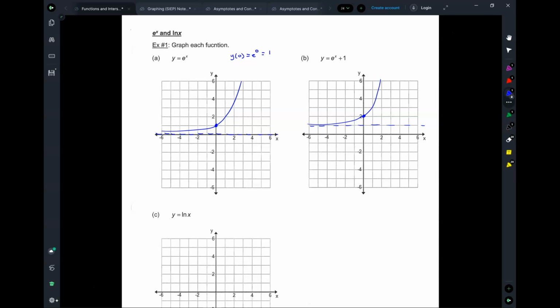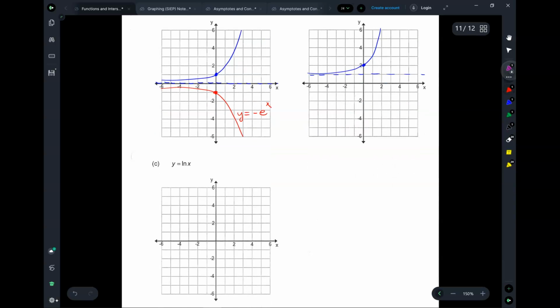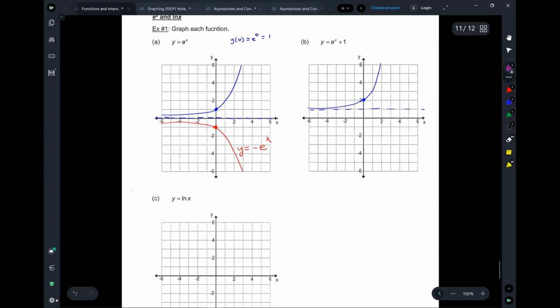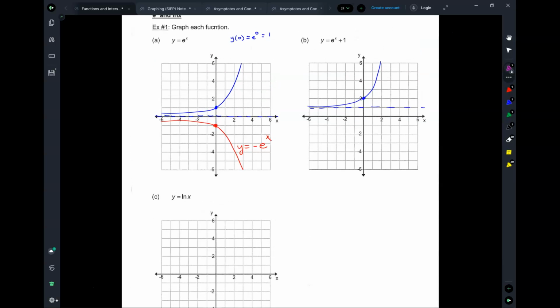If it was negative, the y-intercept would be negative 1 instead of positive 1, so it would go like this. So this is y equals negative e to the x. Now, ln of x is the inverse of that blue e to the x.